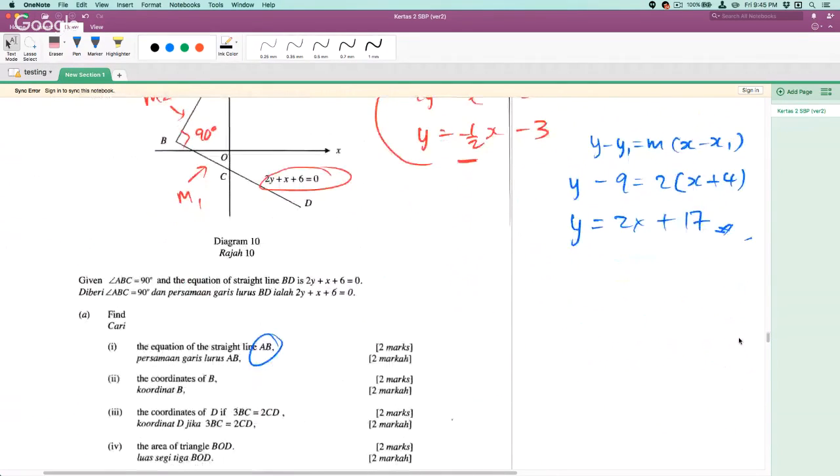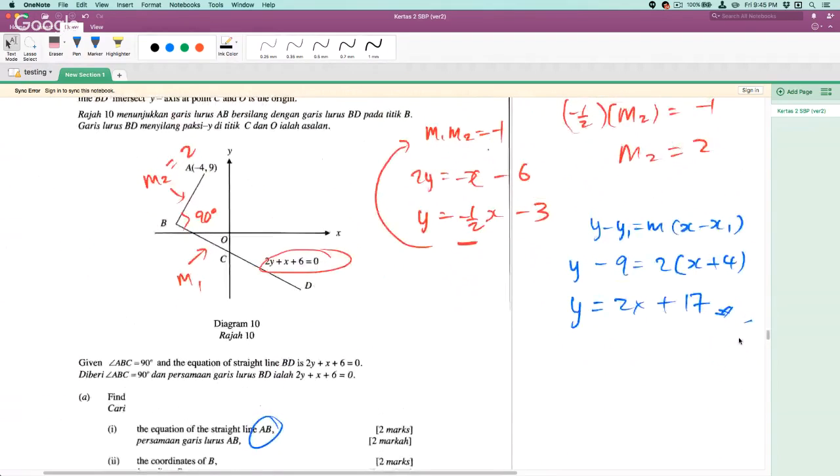Okay, so let's move on to the coordinate B. Coordinate B basically is the intersection point. When I say intersection point, always do simultaneous. Since we have this equation, y equals 2x plus 17, I'm going to substitute this equation into this equation in order to find the coordinate B.